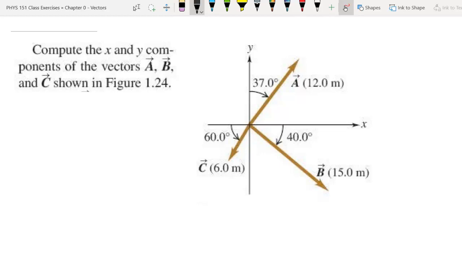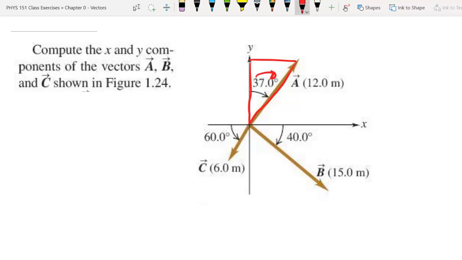Okay, let's take a look at breaking some vectors into components. So we have vectors A, B, and C given here, and we want to find their components. Starting out with vector A, there's a couple right triangles we can make out of it. We can make a right triangle here, kind of as given like this, where this 37 degrees is measured clockwise off of the vertical.